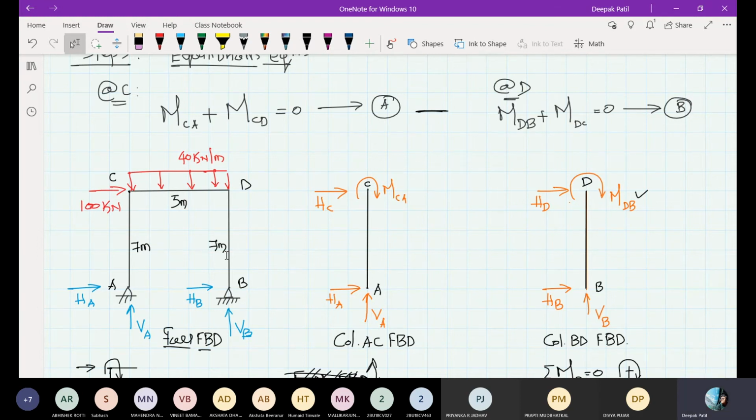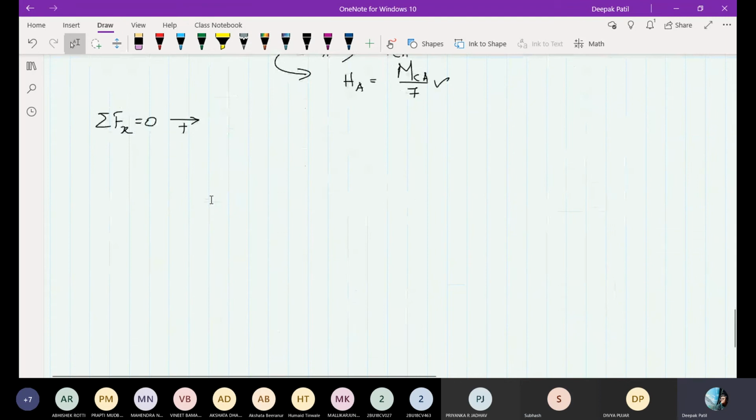You apply summation of all the forces in the horizontal direction equal to 0 for this full free body diagram picture. Tell me what will be your equation? It is very simple: HA plus HB plus 100. Any other forces in the horizontal direction? No, sir.